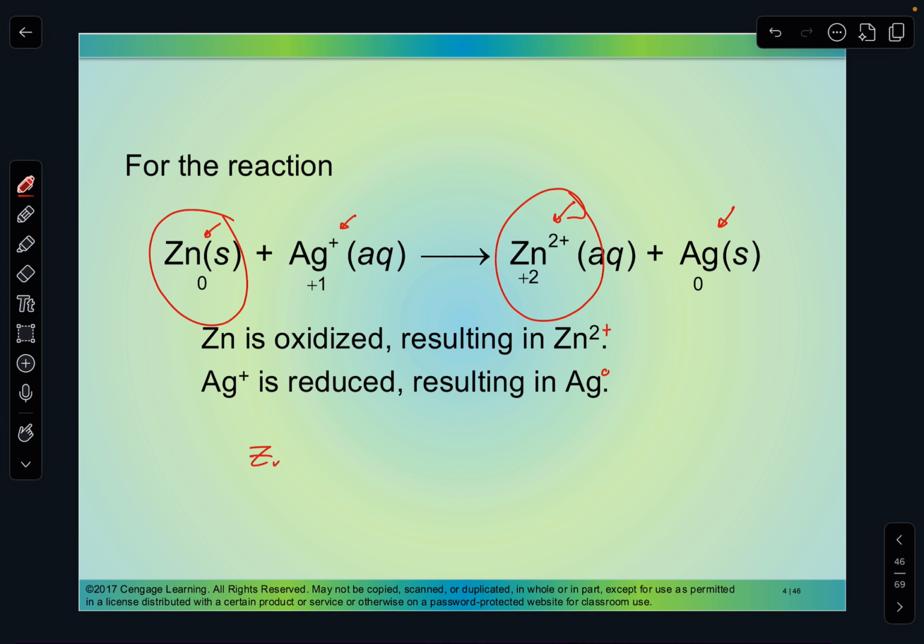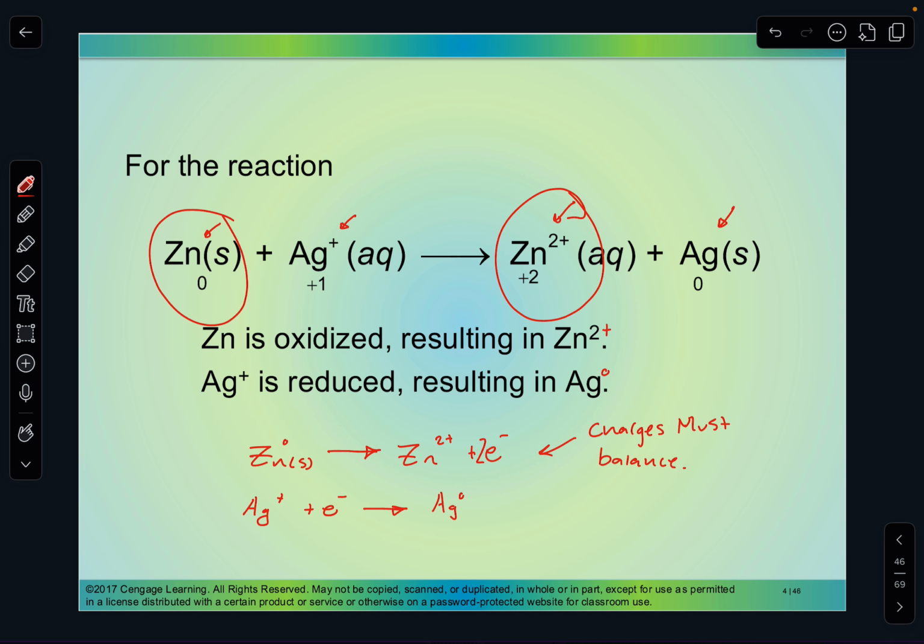So zinc, as a solid, is going to go to zinc 2+ plus 2e-. And you have Ag+ plus e- going to Ag0, and this is 0 as well. And so when you're writing these out, if you don't know which side to put the electrons on, remember that charges must balance.